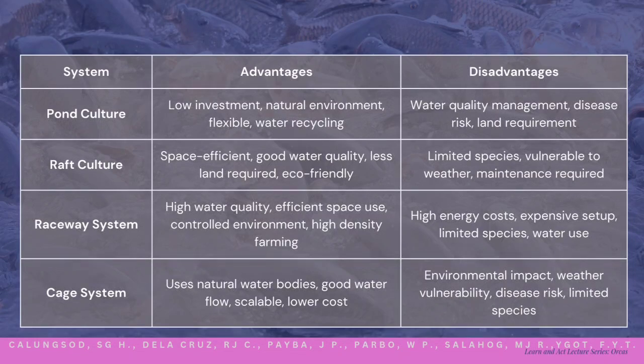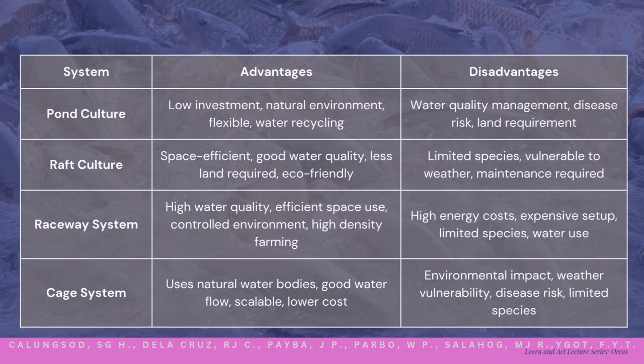By using existing bodies of water, this method doesn't require extensive land resources. Second, we have the scalability. Cages and pens can be expanded or relocated, making it a flexible option. Third, we have the reduced infrastructure cost. Compared to ponds or raceways, cages are relatively simple to set up and maintain.